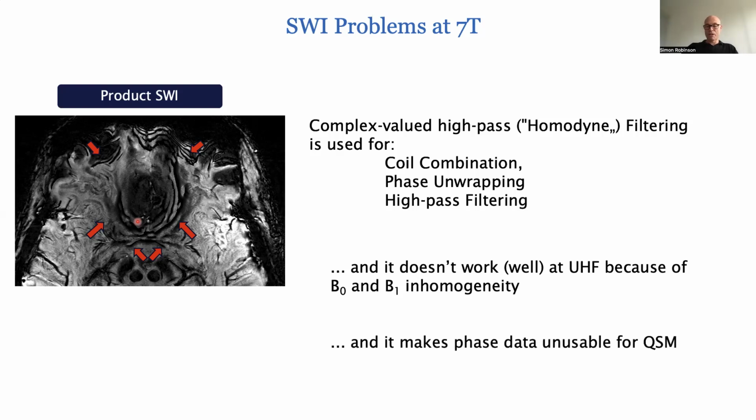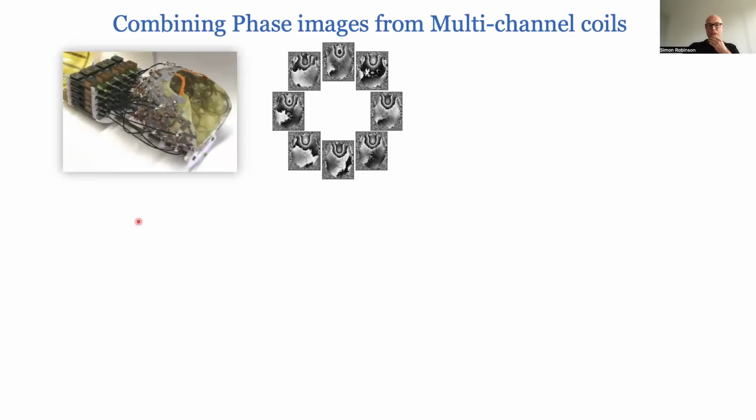So also that high pass filtering makes the phase data unusable for QSM. So we need to reconsider it also for that purpose. Okay, so let's begin with this problem of combining phase images from multi-channel coils.